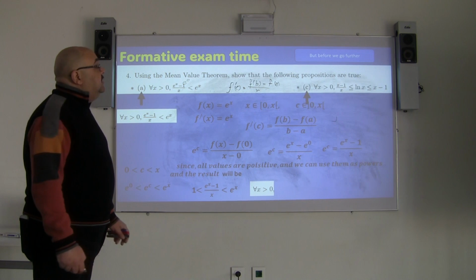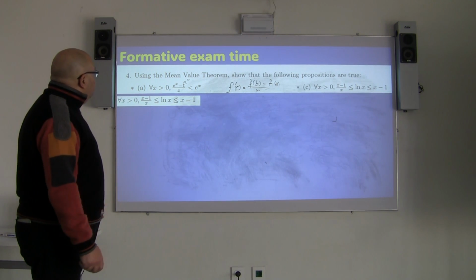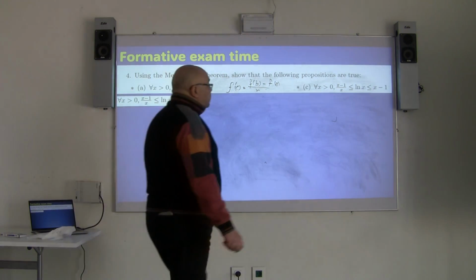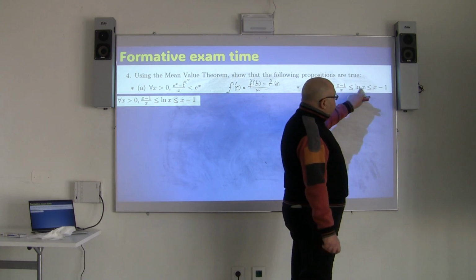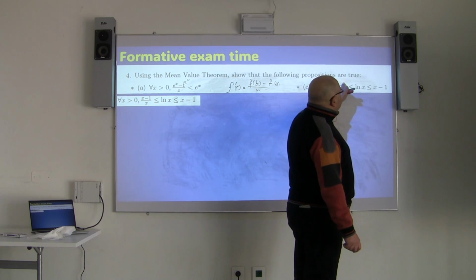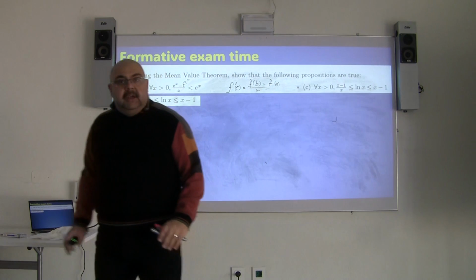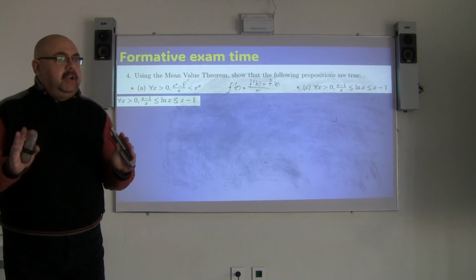Okay, let's give it another try with the second problem. This is the second problem. I need to prove that ln of x is less than or equal to x minus 1 and is greater than or equal to (x minus 1) over x. How to start? In a similar manner, just give it a go.